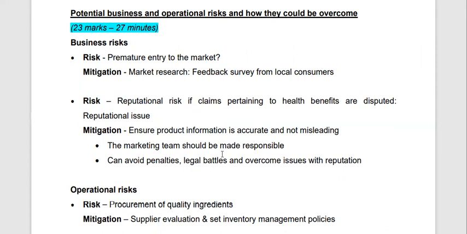We have capable individuals. Our marketing department knows what it can do and what it cannot do, what type of promotions, what type of information they can highlight in promotions, and what type of information should not be highlighted when carrying out promotions. So it's better to let our marketing team handle it. And if we stick to this process, if we do not provide inaccurate and misleading information, we can avoid penalties, avoid legal battles, and overcome issues with probable reputational effects. Okay, so that's that. These are the business risks.